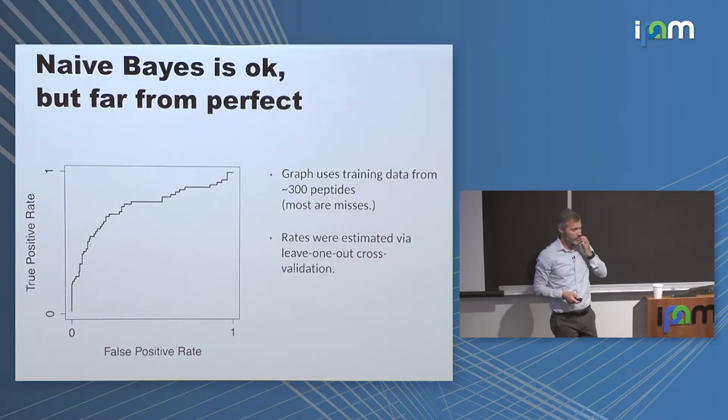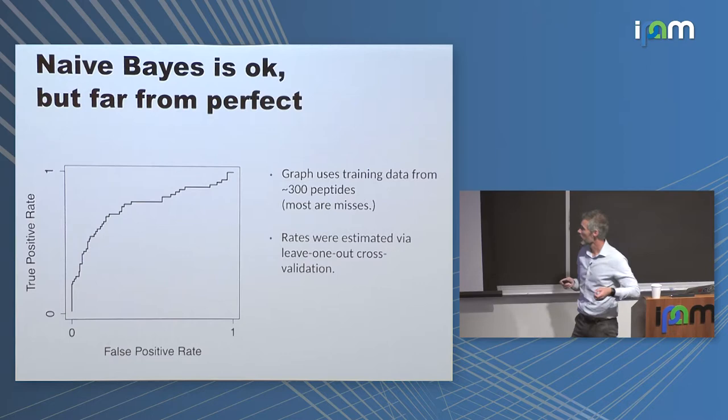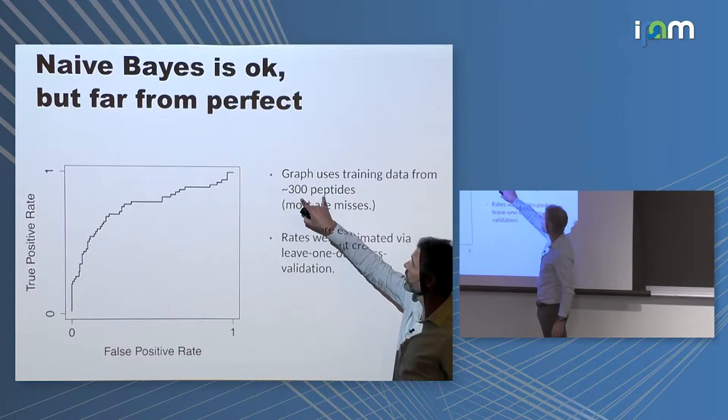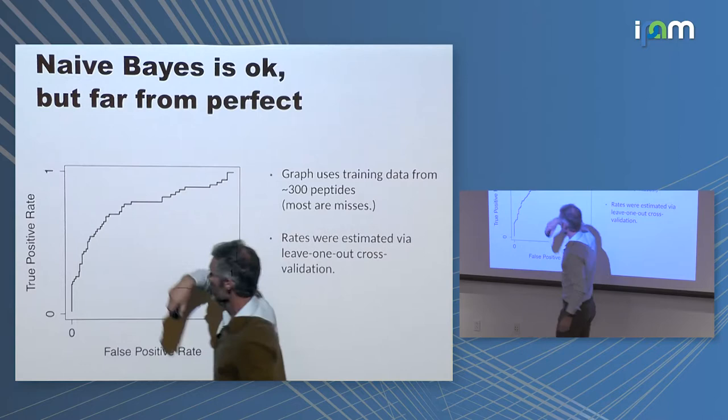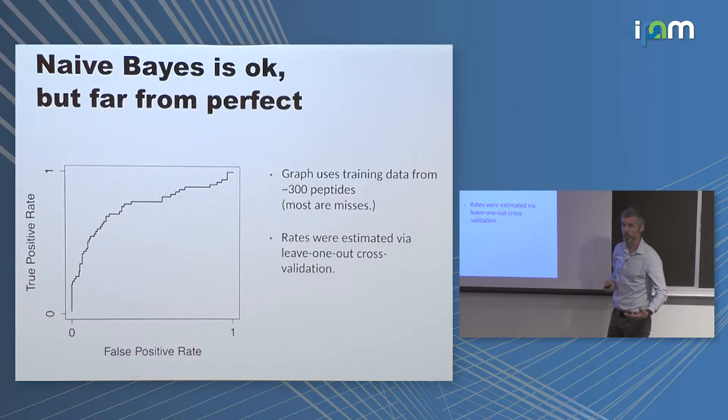Okay? So this method is okay. It gives you some signal. Here's a ROC curve showing true positive rate versus false positive rate after doing leave-one-out on 300 peptides. Random guessing would correspond to a straight line. A perfect model would correspond to something that went up and over like this. So it's neither perfect nor terrible. There's some signal, but it also has a lot of noise.